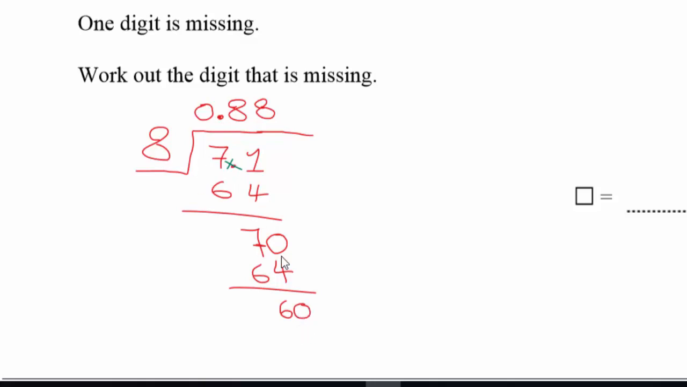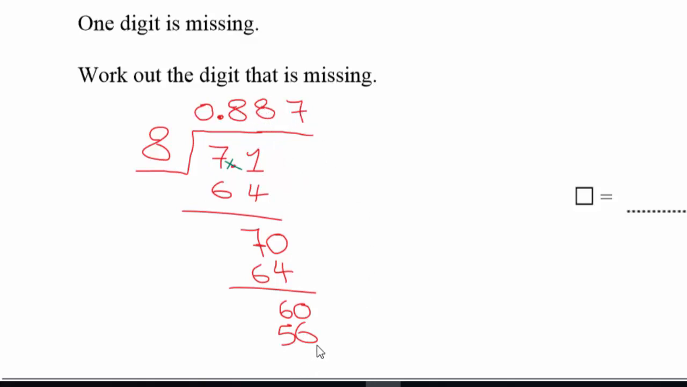How many 8s are in 60? It is 7. Why 7? Because 8 times 8 is 64, it's more than 60. 8 times 7 is 56. It's just correct. We got 8. The missing number is 8, 7.